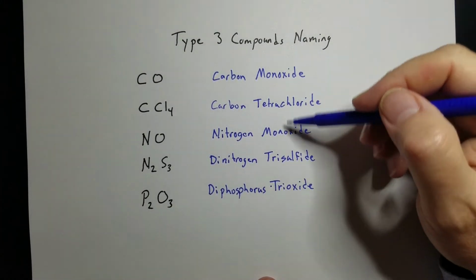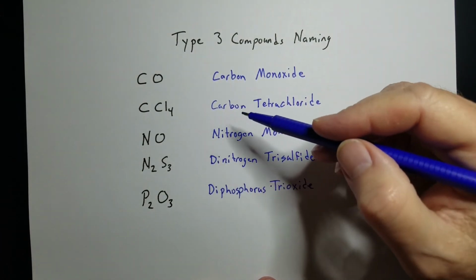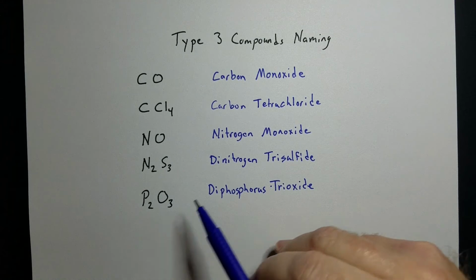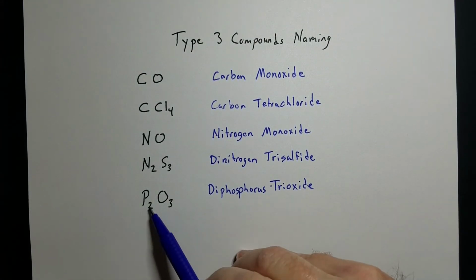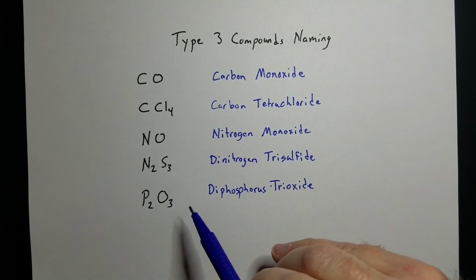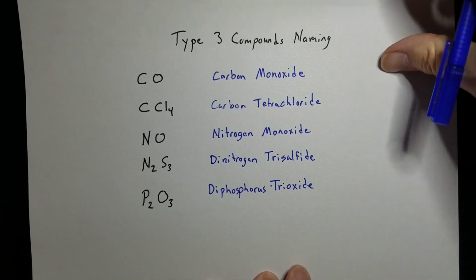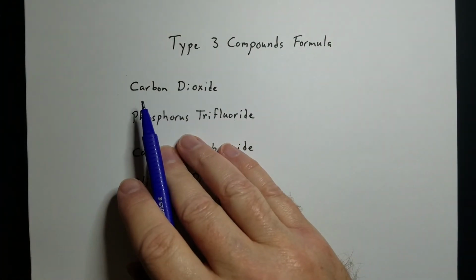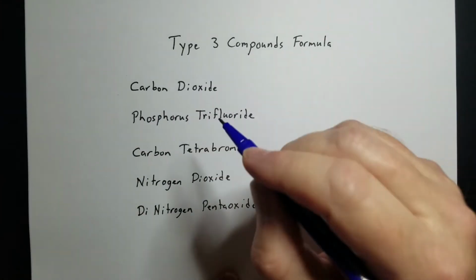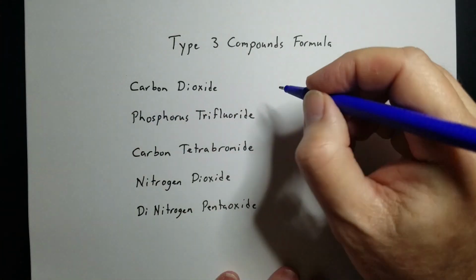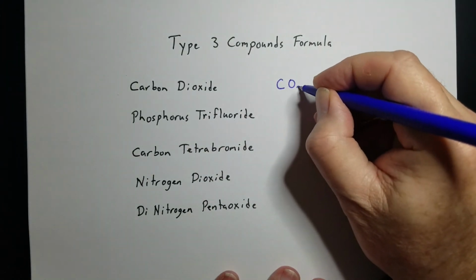So remember, the second element always gets a prefix. The first element only gets a prefix if there's more than one of them. If this had been 3, it'd be triphosphorus. Been 4, it'd been tetraphosphorus. So the prefix tells you how many atoms you have of each. That actually makes writing the chemical formula really easy. So let's start off with a very common one, carbon dioxide. So it literally tells you how many atoms. So no prefix, so that's 1. Dioxide, that means there's 2 oxygens, so it's CO2.